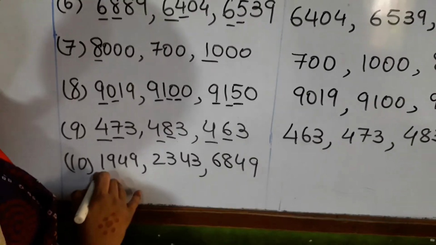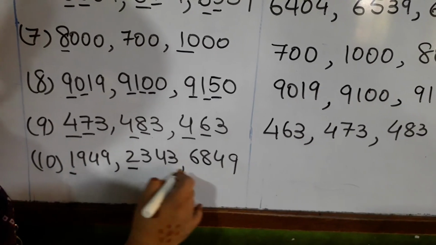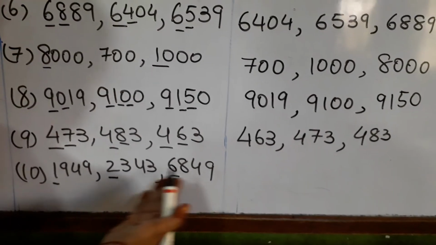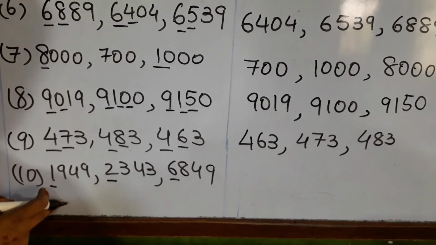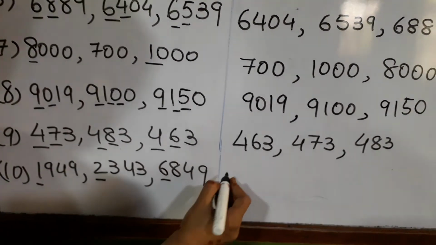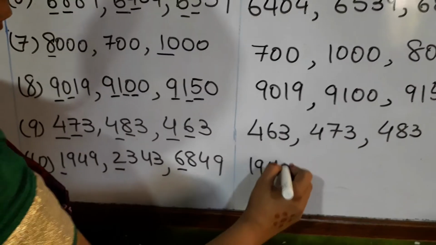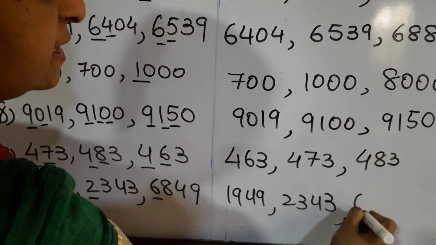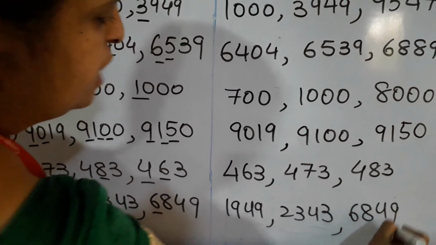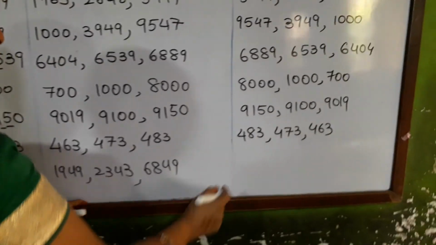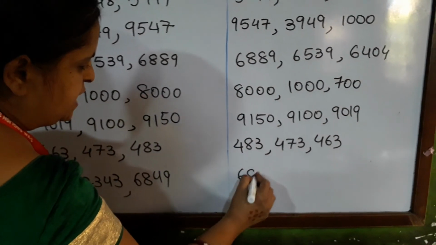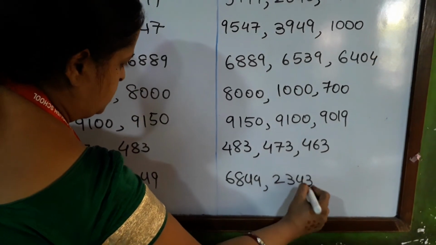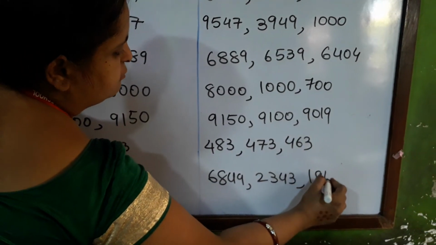Now last number, see here. Again we will do the underlines 1, 2 and 6. It's very easy. So we will write the same numbers in this order only. Because firstly the 1 is there, then 2 and the 6. See here 1949, 2343, 6849. We will go with the decreasing order 6849, then 2343 and 1949.